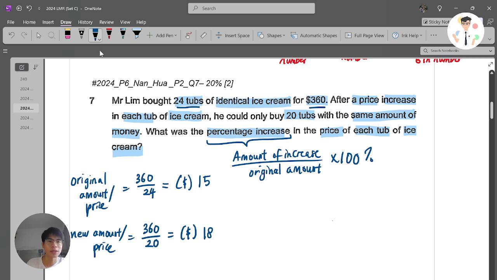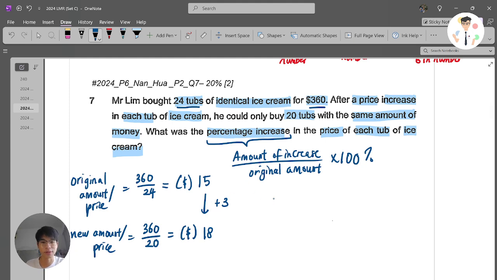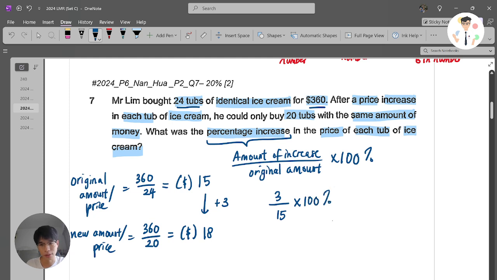And from here, I think you can see very clearly the price for each tube of ice cream has increased. How much? $3. From 15, it became 18. So the amount of increase is actually 3. What is the original amount? 15. And I just need to times 100%. Okay? You just press this in the calculator, or if you can simplify, you should get 20%.